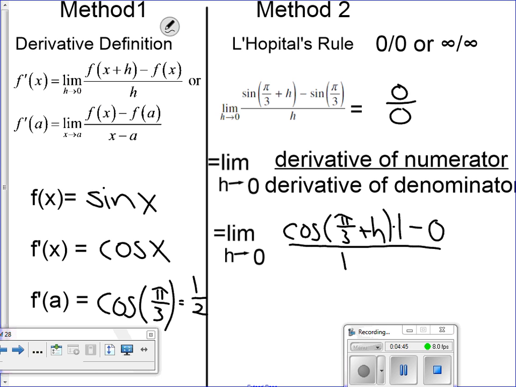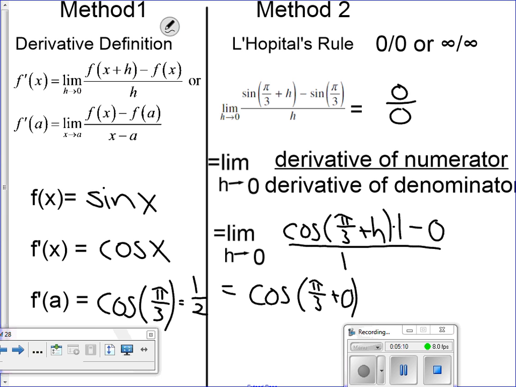Okay, so what we did, we just replaced the numerator with its derivative. We replaced the denominator with its derivative. Now we try to get the limit again by plugging the 0 in for h. If we plug 0 in for h, what do we get? We get the cosine of pi over 3 plus 0, right? I'm not writing the rest of it. And what does that equal?